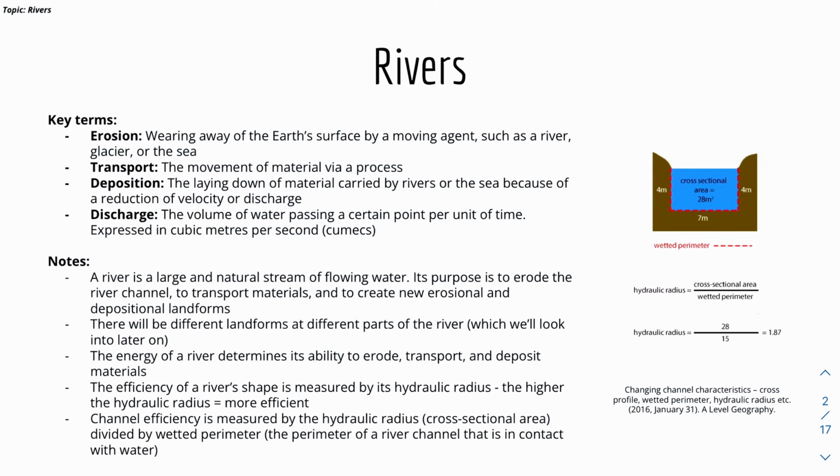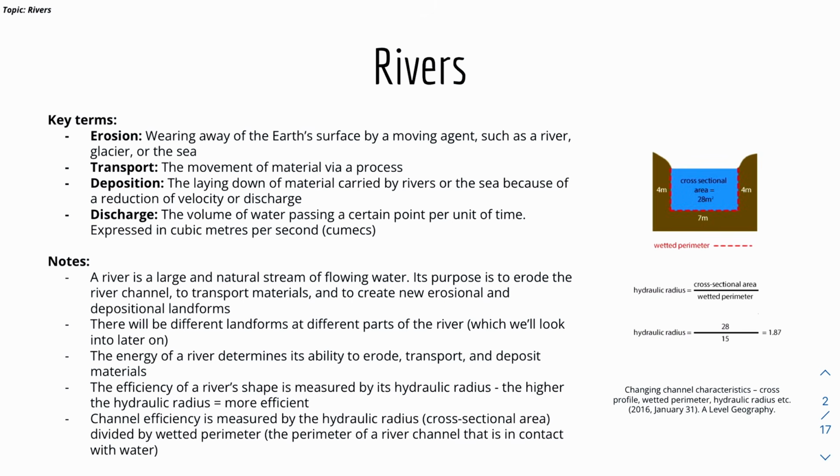And the efficiency of a river's shape is measured by its hydraulic radius. And it's basically that the higher the hydraulic radius, the more efficient a river is. So here we have a little diagram. We have the riverbanks, the bed, and the river with a cross-sectional area and the different lengths and heights. So the hydraulic radius is given by the cross-sectional area divided by the wetted perimeter. And here we have basically the calculation. So the hydraulic radius for this specific river is 1.87. As I mentioned earlier, the higher the hydraulic radius, the more efficient the river is.